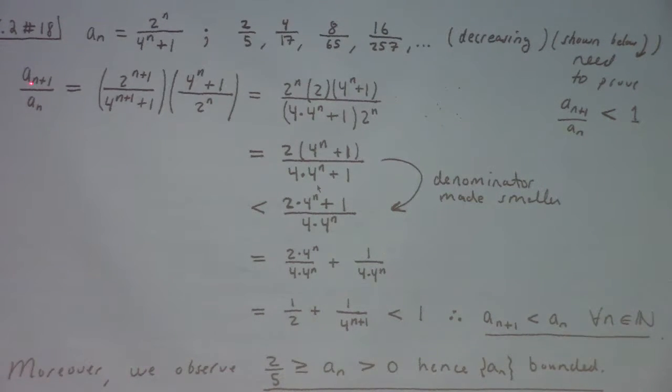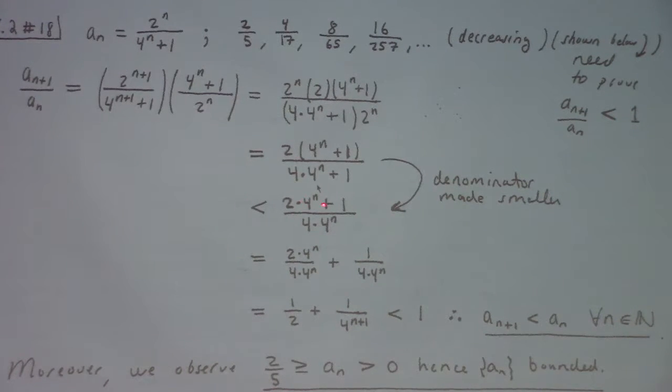If you take the quotient of a sub n plus 1 by a sub n, you get this. But then, see, 2 to the n plus 1 is 2 to the n times 2. 4 to the n plus 1 is 4 to the n times 4. Then what do I do? Multiply. Oh, I got a 2 to the n up here and down there, so I can cancel it, right? And that leaves me this times that. If I make the denominator smaller, we get a larger quotient, right?